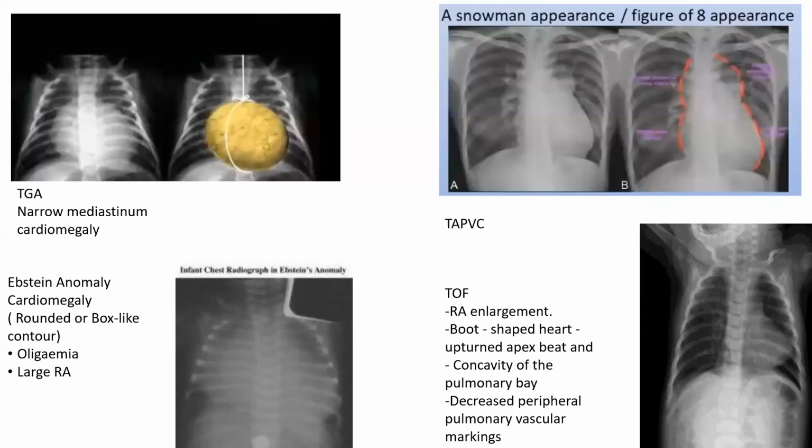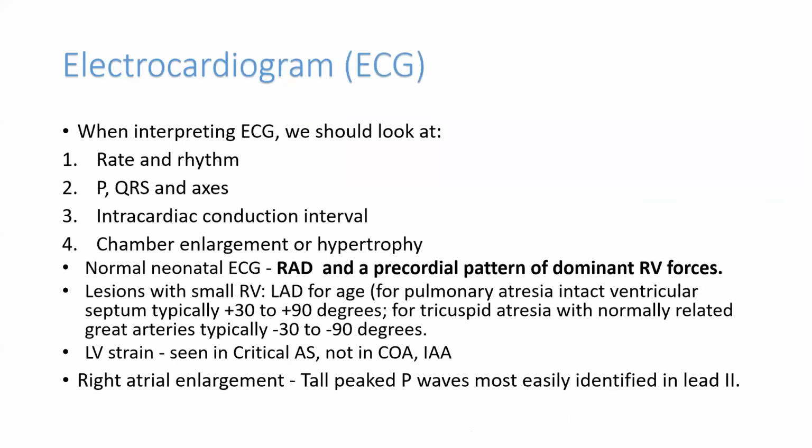So these are some of the classical things that can raise an alarm and point to you that you are dealing with a critical congenital heart defect. ECG, as I said, is also important. The ECG of a neonate, again, you look at the rate, you look at the axis, you look at the rhythm, you look at the intervals, you look for chamber enlargement or hypertrophy.